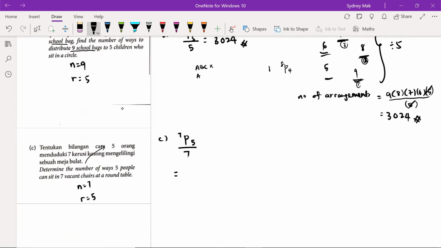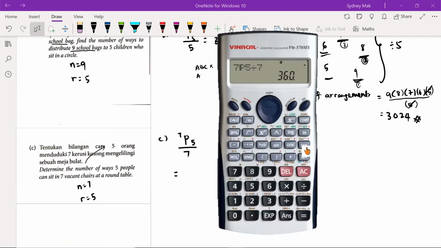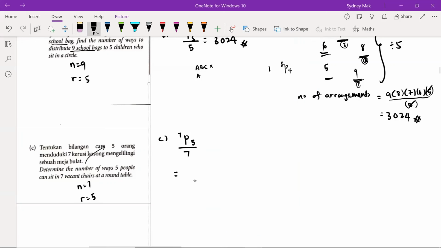With the help of calculator, 7P5 divided by 7. Key in 7P5, and then we divide by 7 because there are still 7 seats, 7 chairs around the table. So 360. Now, alternatively, we can do it like this.